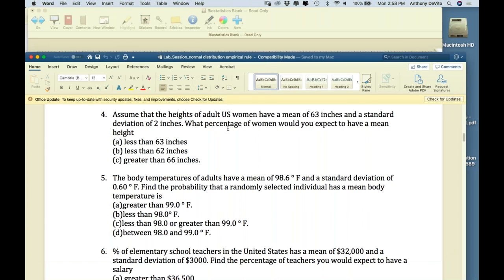Okay, what percentage of women would you expect to be less than 63 inches? Of course, what is that? That's 50% again, because it's the lower half, the half below the mean.